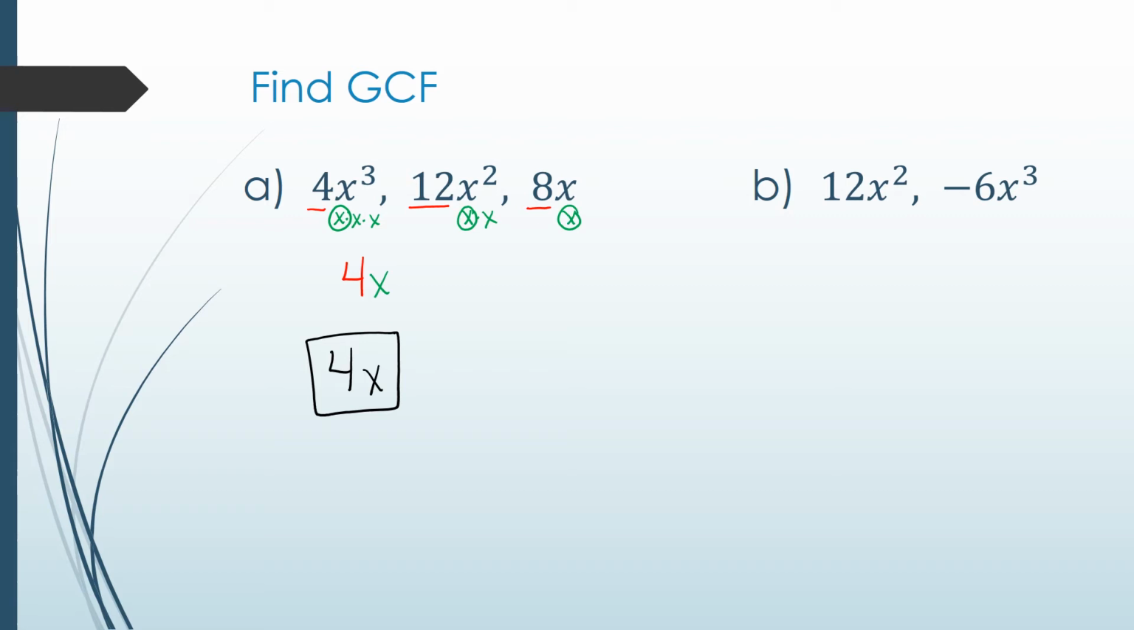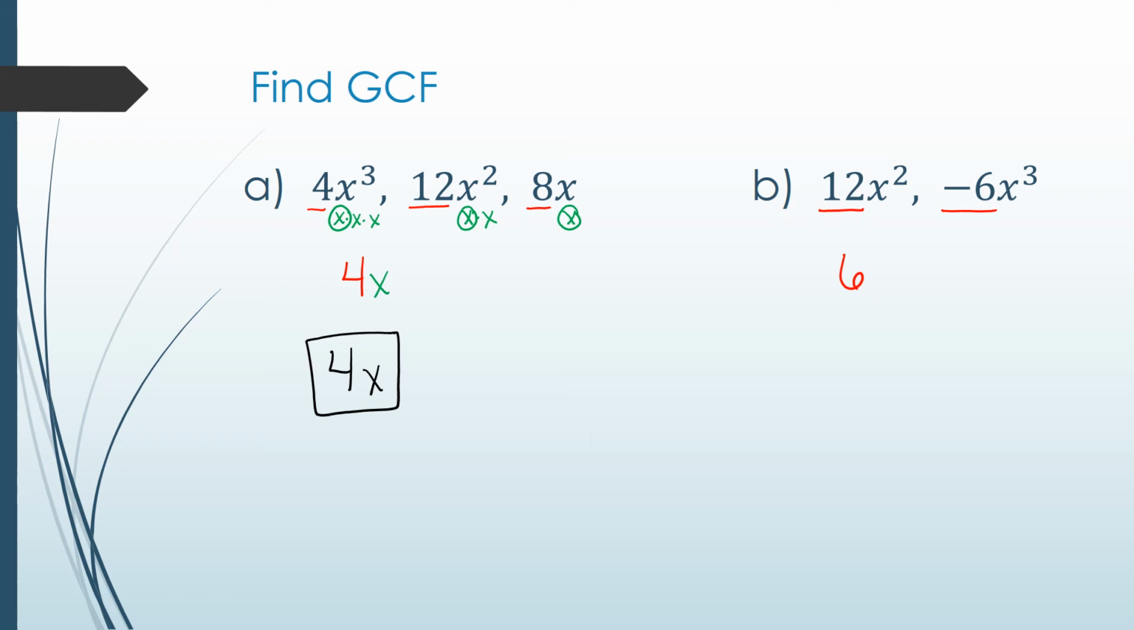Now looking at B, we have 12x squared and we have negative 6x cubed. Well, let's look at the numbers. I have 12 and I have a negative 6. What is the largest number that can divide evenly into both 12 and negative 6? A 2 would work, a 3 would work, but 6 would be the largest. Now, to decide if it's going to be a positive or a negative, we look at the signs. Since they are not both negative, we will say the GCF will remain a positive 6.